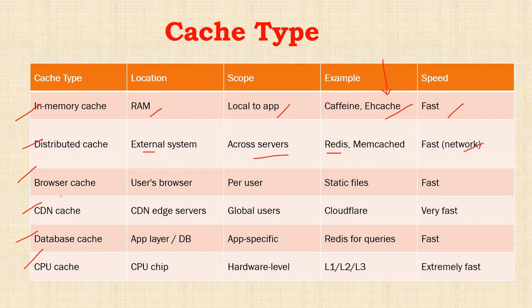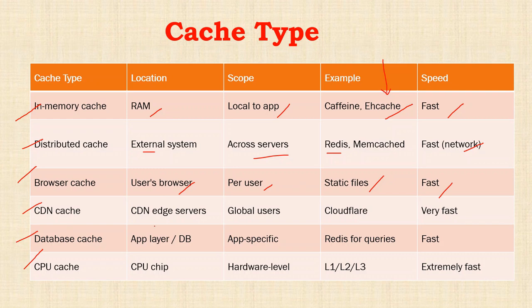Third, we are going to see browser cache. The location will be the user's browser, so it will be stored in the user's browser only. Like if you are using Google Chrome or Mozilla, it will be stored at the browser level only. The scope is per user. An example is static files, and the speed is also fast.